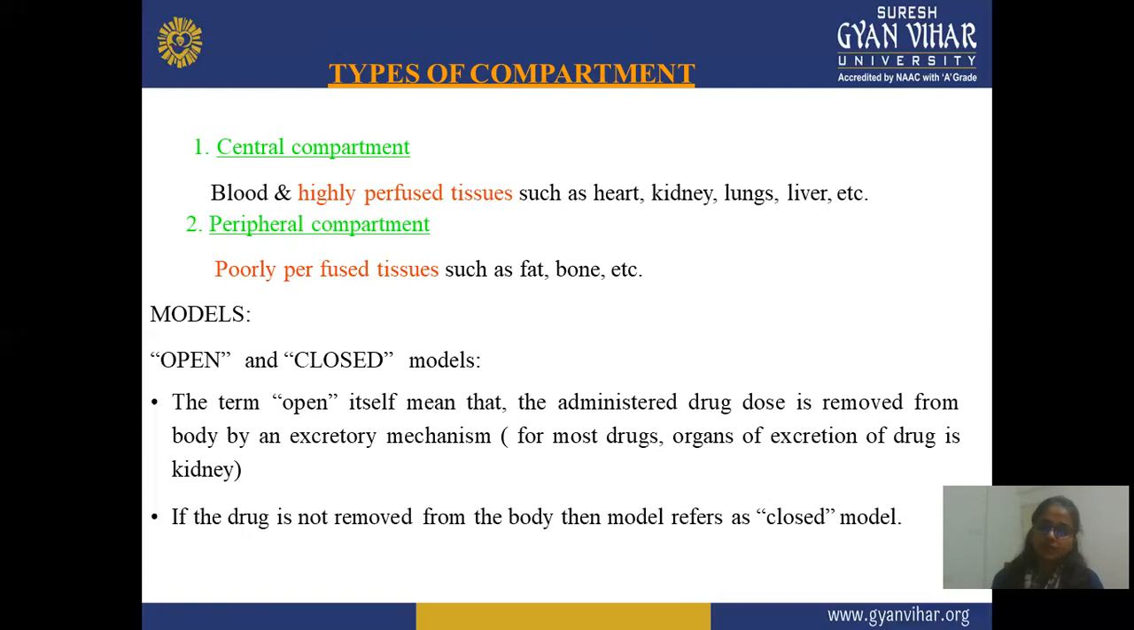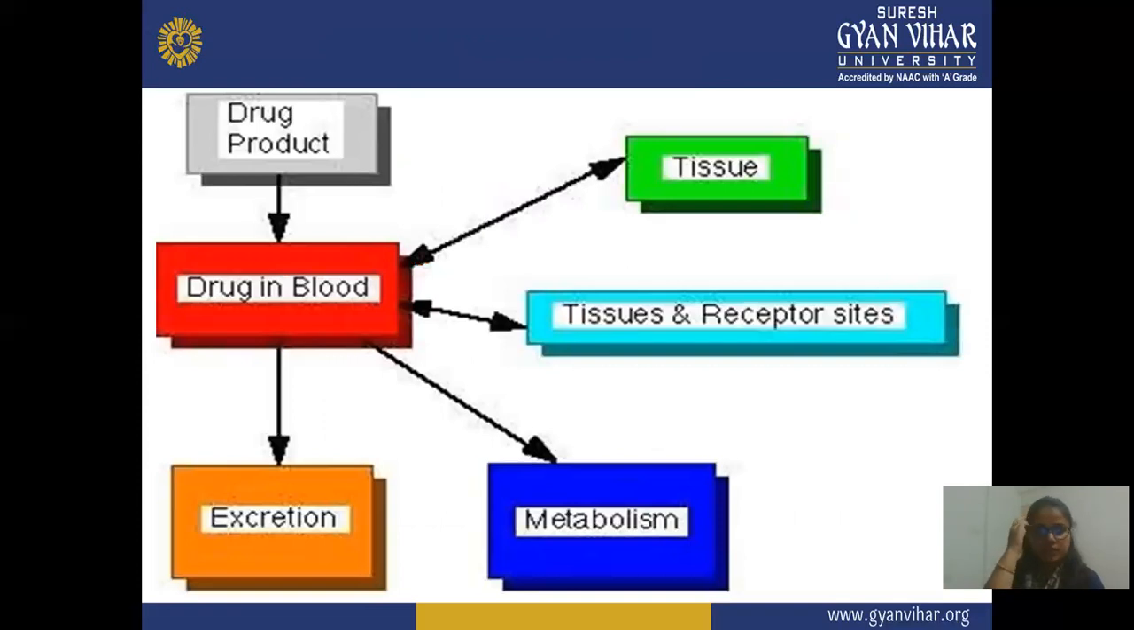In the open model, we consider that the drug is administered and excretion takes place by the kidney, or most of the excretion takes place by organs involving the kidney. So this is an open model showing open excretion. And if the drug is removed from the body, then the model refers to a closed model. Means if the administered drug is removed out from your body, then this is called a closed model.